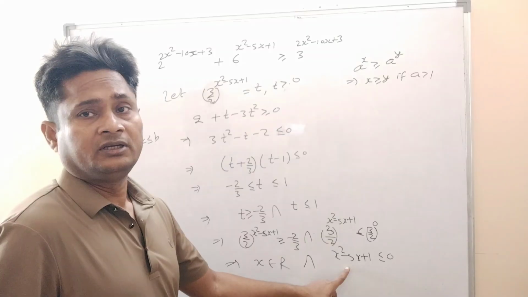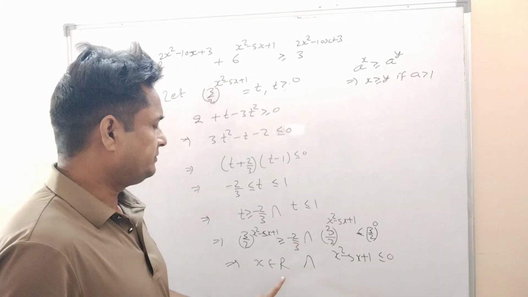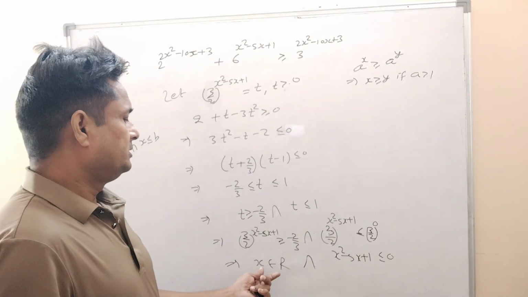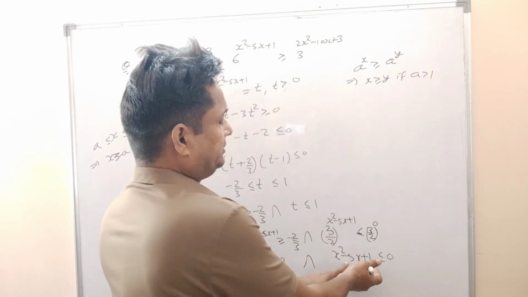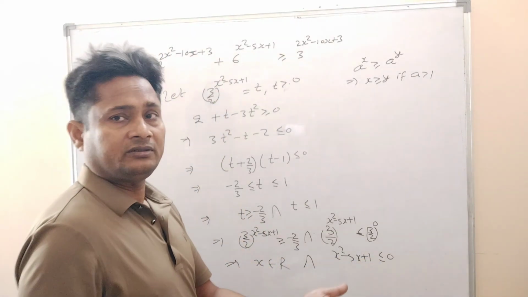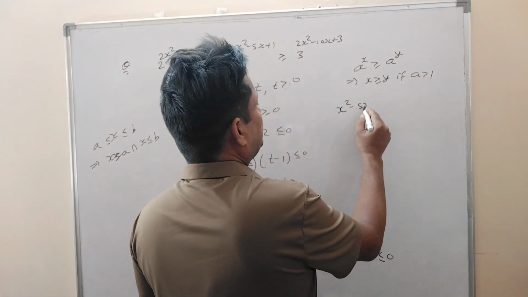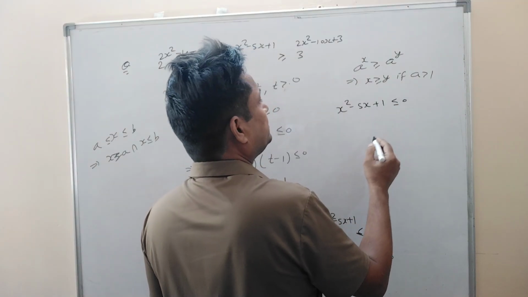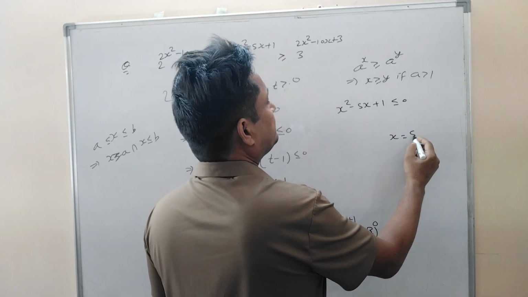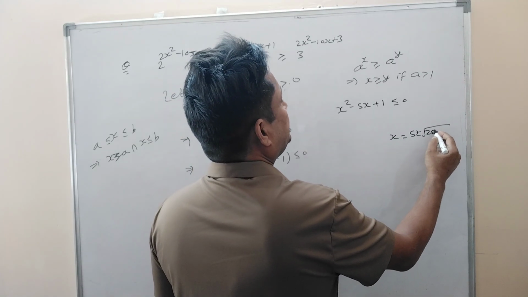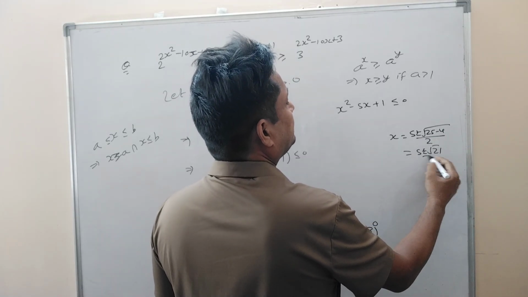Now solve this one. The solution of this will be the solution of the whole, because if you take intersection with this term, this is all real numbers. So the solution of this will be the final solution. So what will be the solution of this one? x square minus 5x plus 1 less than or equal to 0. So the roots of this one will be how much? x is equal to what? 5 plus minus under root b square minus 4ac divided by 2. So this will be 5 plus minus root 21 by 2.